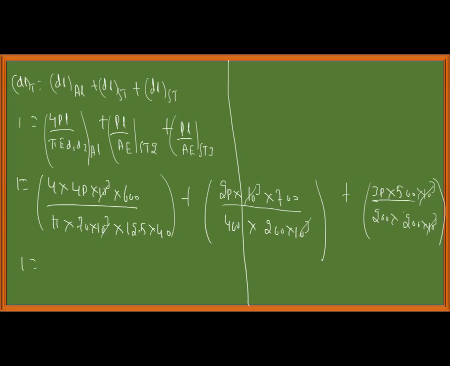Anybody got the answer? Or you can take one term by one term. First you can calculate 4 PL by pi d1 d2. Next calculate PL by that. Next you can calculate the next term. Or at the last stage you can calculate everything. But give me a moment. It should come.